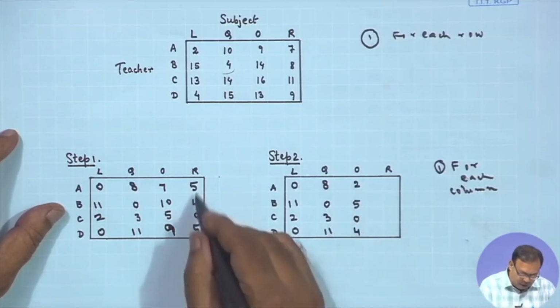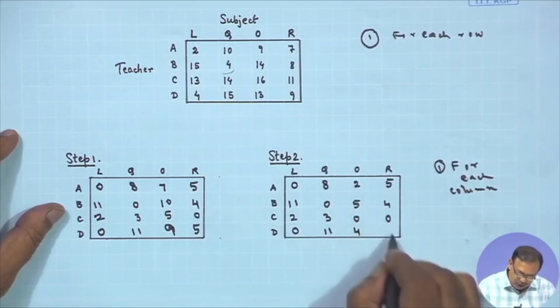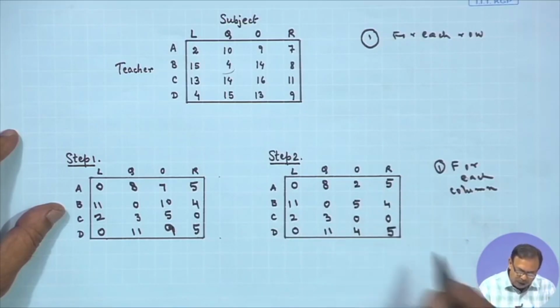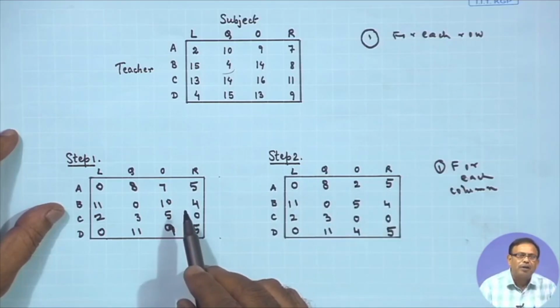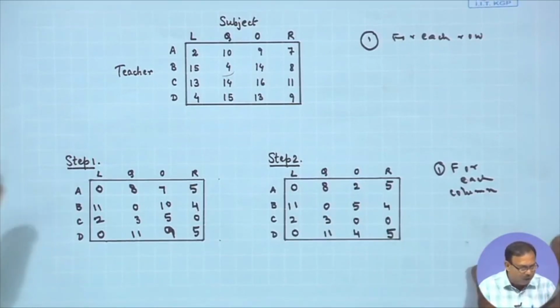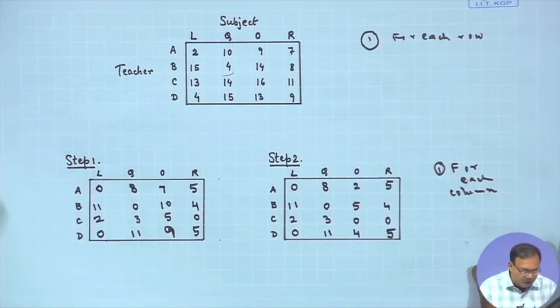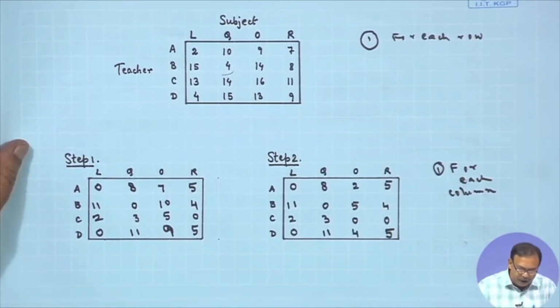The next one has a 0, so it will remain unaltered, so it will be 5, 4, 0 and 5. So, in the first step for each row, you are subtracting the lowest element from all the elements of the row. You are repeating the same process in step 2 for each column. Now, in the next step, step 3, what will you do?